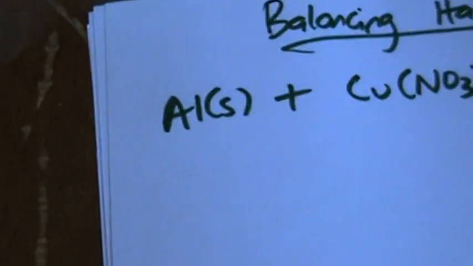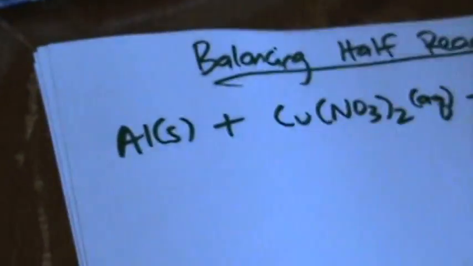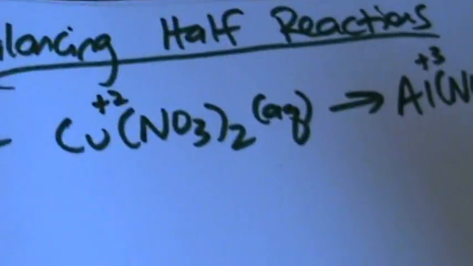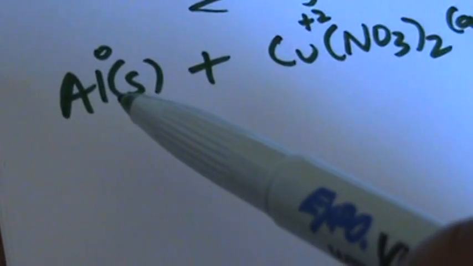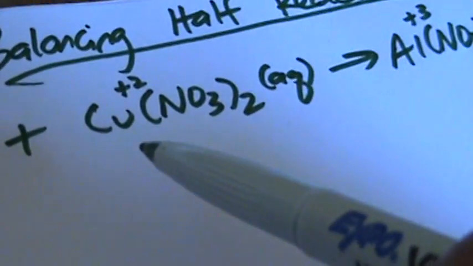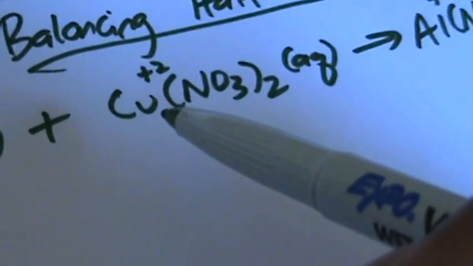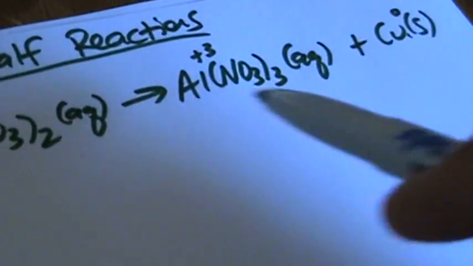Alright, so this is the starting equation. Now let's get the half reactions. If we look, we notice that aluminum goes from 0 to +3. Copper goes from +2 to 0, because remember, the free state is 0 for any element. And when it's in a compound, it's obviously not going to be 0. Copper is +2 here, it's +3 here. You get that by reverse crisscrossing.